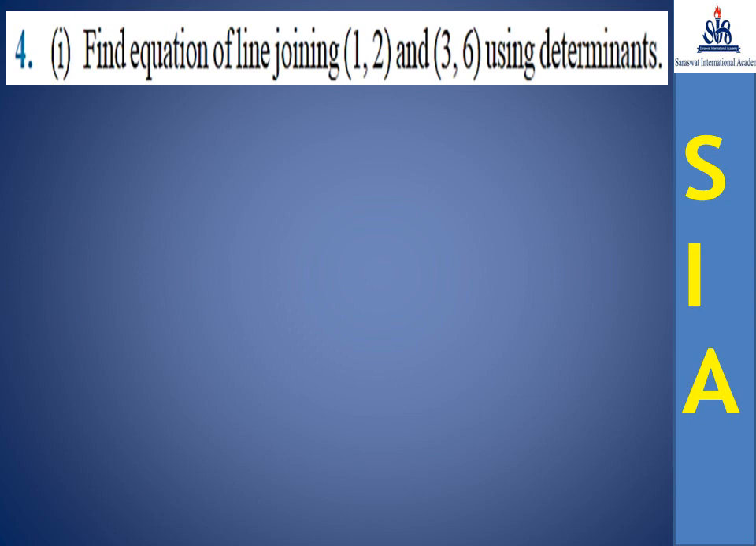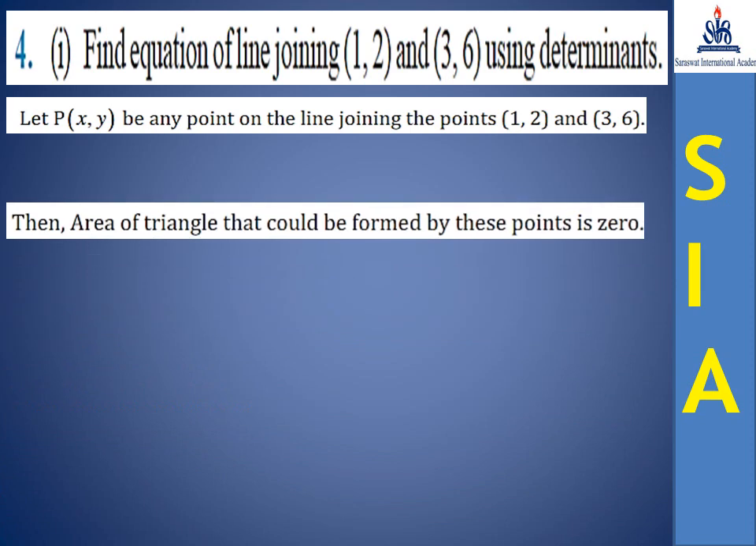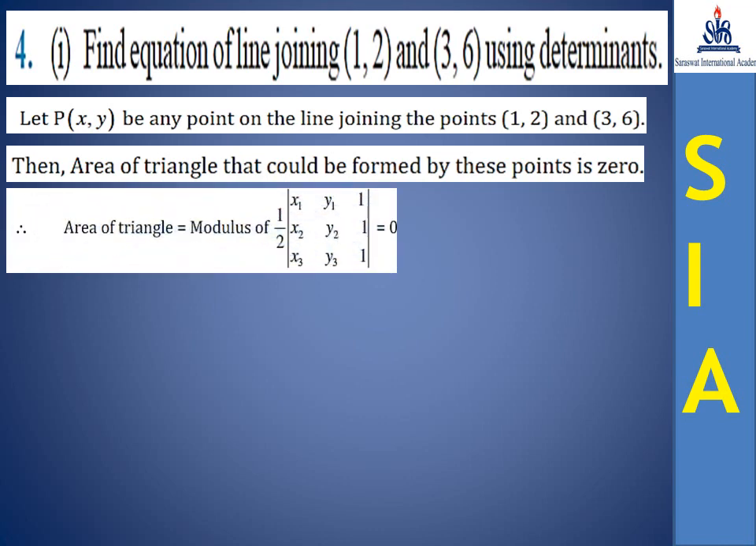The third point I just assume, P(x, y), lies on that line. So here also the same concept I utilize. Suggestion: first, let P(x, y) be any point on that line, and the other points are already known, (1, 2) and (3, 6). Generally, on the line these 3 points are definitely collinear. So here also the area becomes 0. So the area of the triangle that could be formed by these points is 0. So I apply the area formula, half of the determinant with rows x1 y1, x2 y2, x3 y3, is equal to 0.